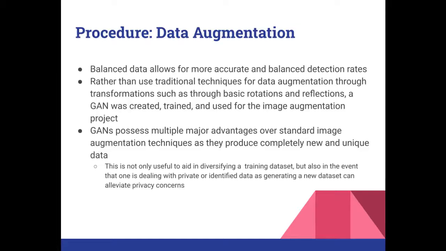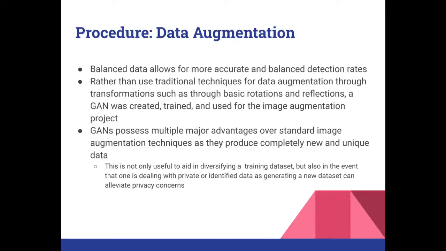GANs actually possess multiple major advantages over standard image augmentation techniques, as they produce completely new and unique data. Not only is this useful to aid in diversifying a training data set, but also in the event that one is dealing with private or identified data, as generating a new data set can alleviate privacy concerns. I should mention now that all programming in this project was done using Python, and all of the models were trained using an RTX 2060 graphics card, in a Jupyter notebook called Colab.